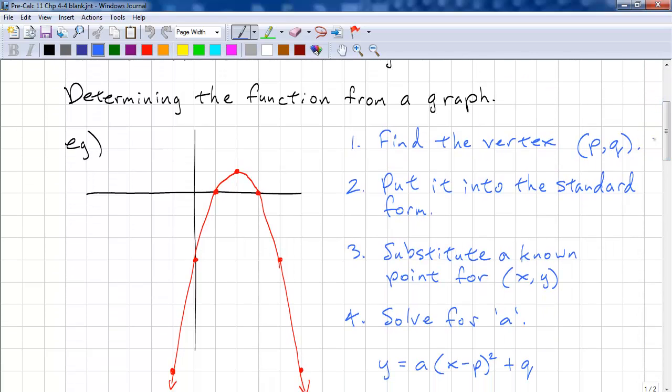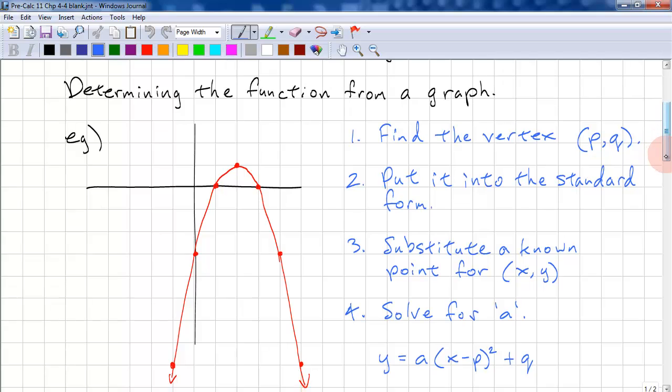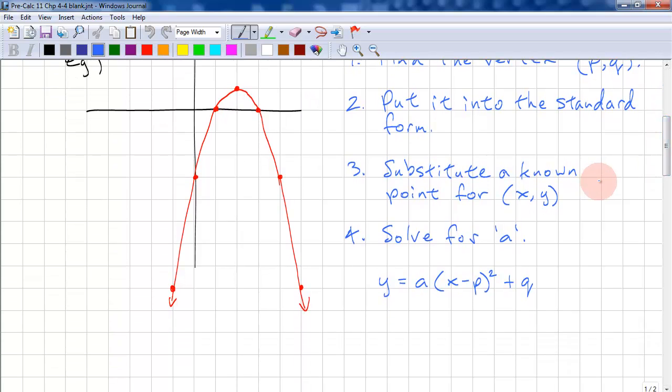So, determine the function from a graph. You need to first find the vertex, put it into standard form, then substitute a known point for x and y, and I suggest that you pick grid points rather than points with decimal values. Then we solve for a.